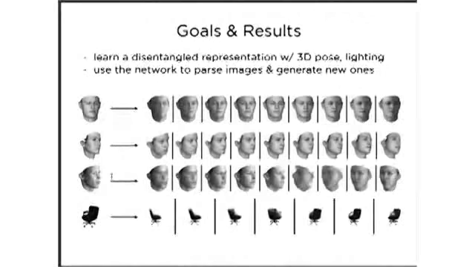What we're doing is showing the network one image of a face and then basically asking, what would this face look like under different lighting conditions? Or what if it were tipped down some? And the network can generate these images for us.